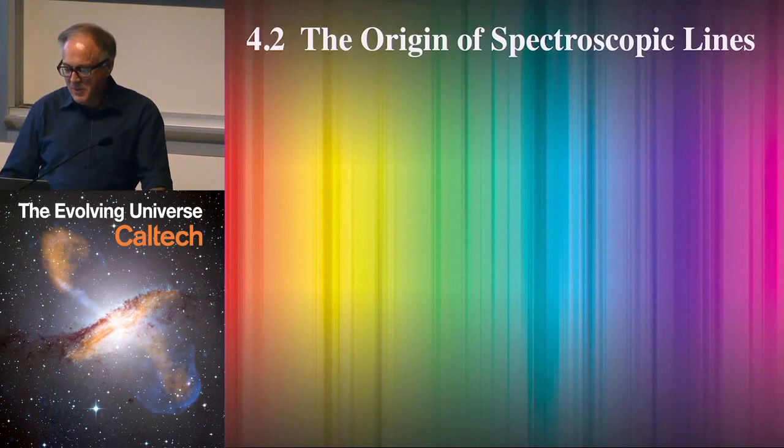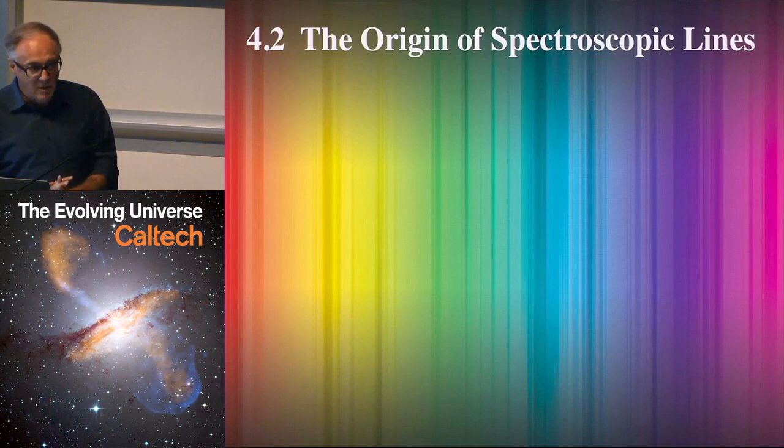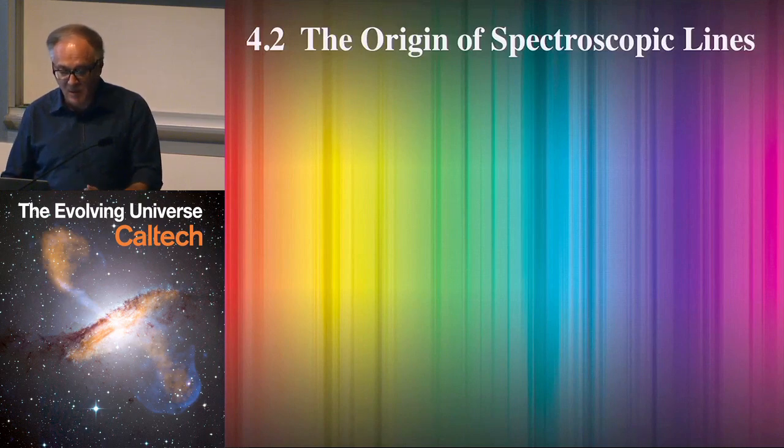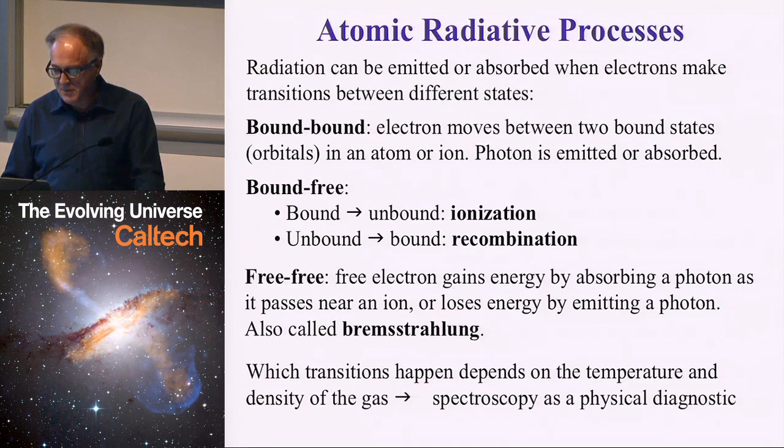All right, so where do these spectroscopic lines come from? The atomic physics tells us where they come from. I take it that you probably learned, at least in chemistry, a little bit about energy levels of atoms and molecules. But let's go through this in a little more detail.